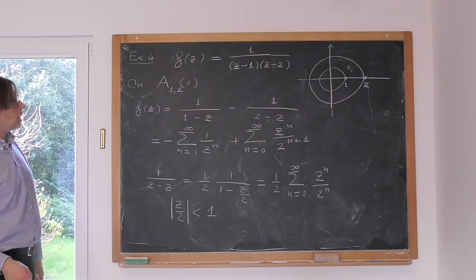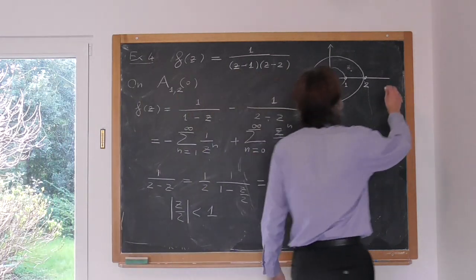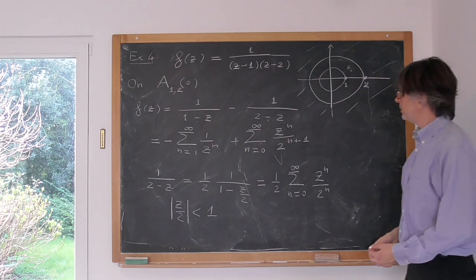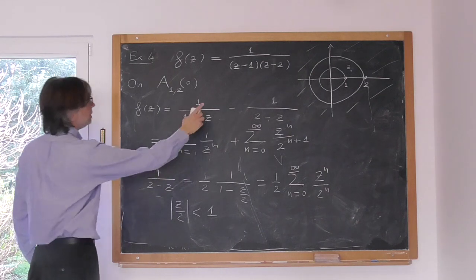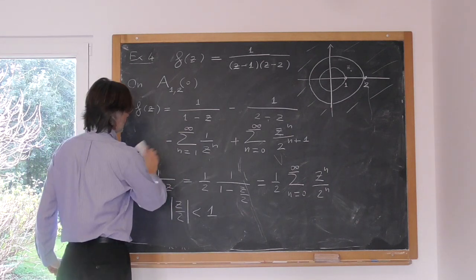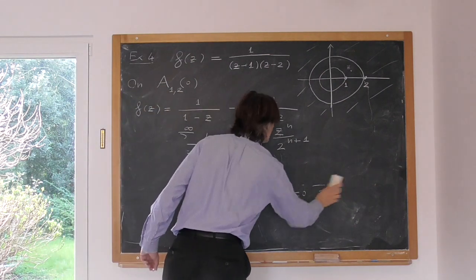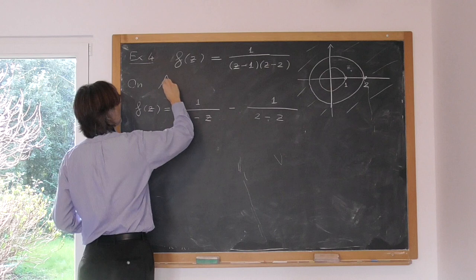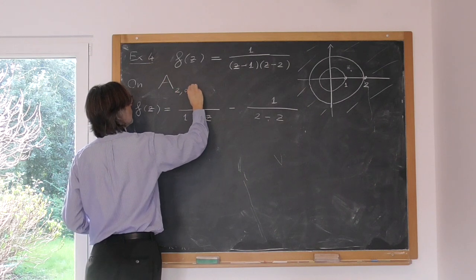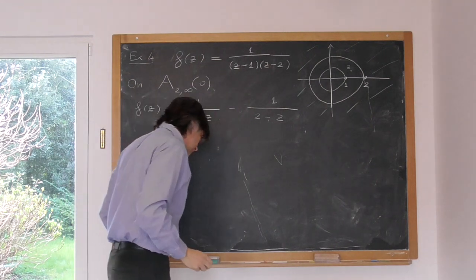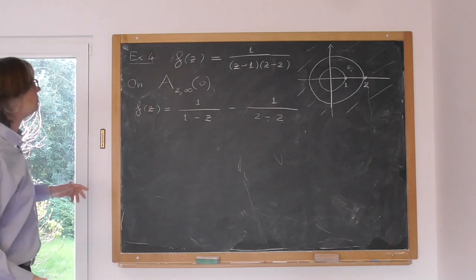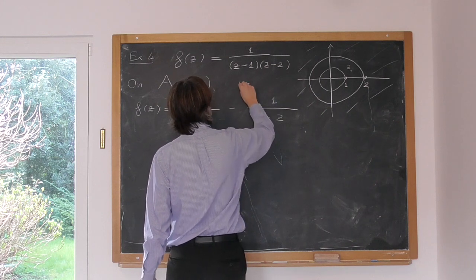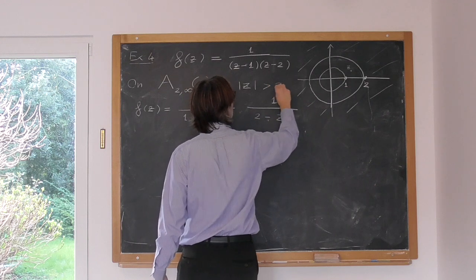The last region one could consider is the region outside of this circle of radius 2. So let's work on the annulus A from 2 to infinity centered at zero. And so here we have that z in absolute value is bigger than 2.